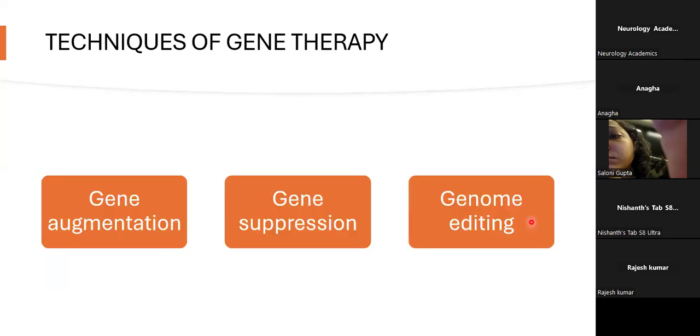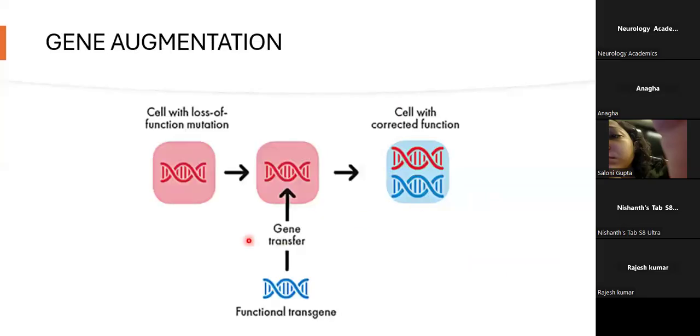Coming to the techniques of gene therapy, there are basically three methods: gene augmentation, gene suppression, and genome editing. So first is gene augmentation. Here, like we mentioned before, in the case of autosomal recessive, there is a loss of function mutation. That is, there is a mutation that results in the protein not being produced, so there is reduced production of protein.